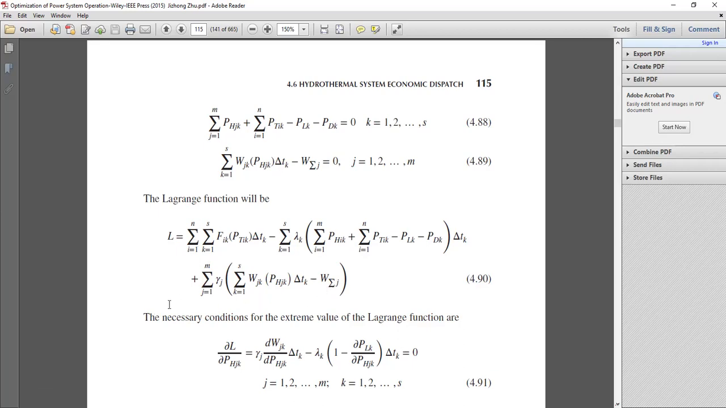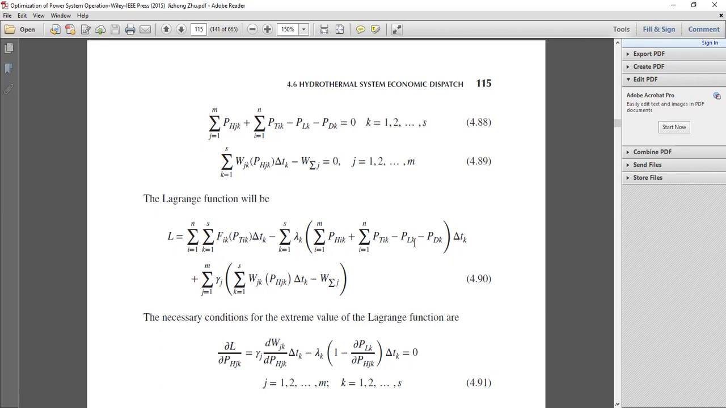So now we have the Lagrangian. You take the necessary condition. So you have the unknowns PTik, PHjk, lambda k, and gamma j. So again, you take the partial derivative of L over PHjk. I think you can do it on your own. A little bit of variation from the previous one, because now we are considering the PLk.